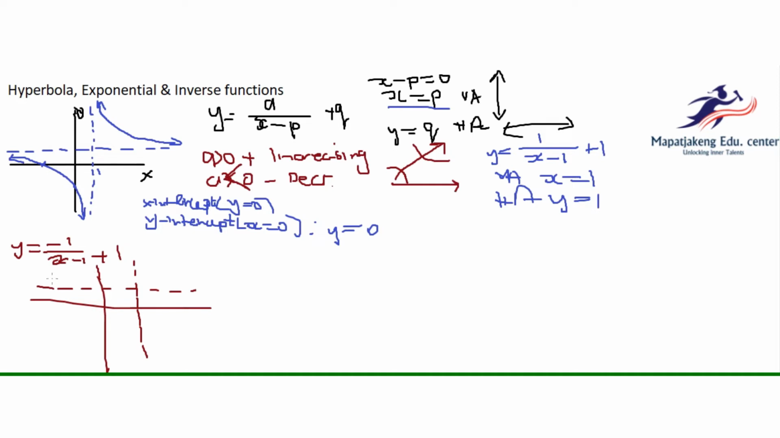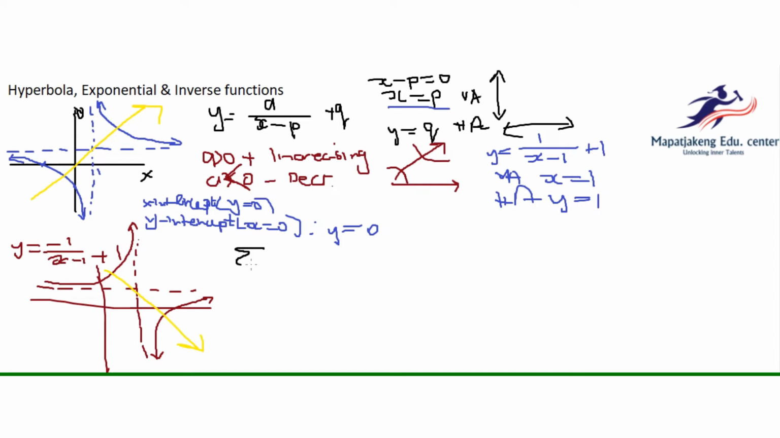Then if it's negative, our graph will be on this side, not cutting our asymptote, and on this side, on the second, third and fourth quadrants. Why? You see now this is decreasing. Our graph will start above going down, it's decreasing. This one starts here from left to right, it's going up, it's increasing. That is the effect of a on the hyperbola graph. I guess I've explained everything so far. Then we move to the exponential graph.